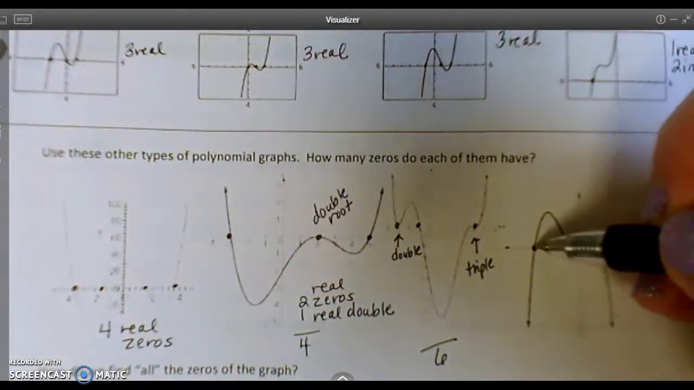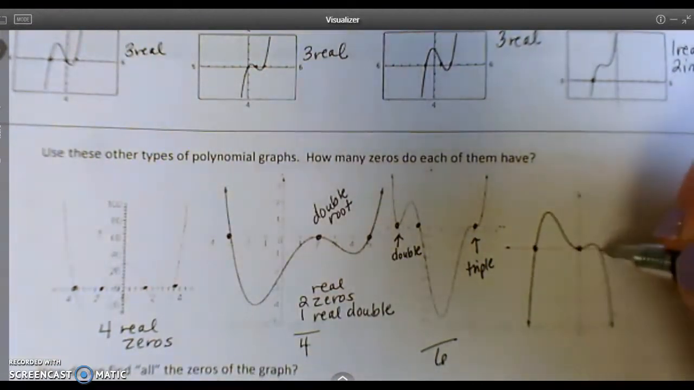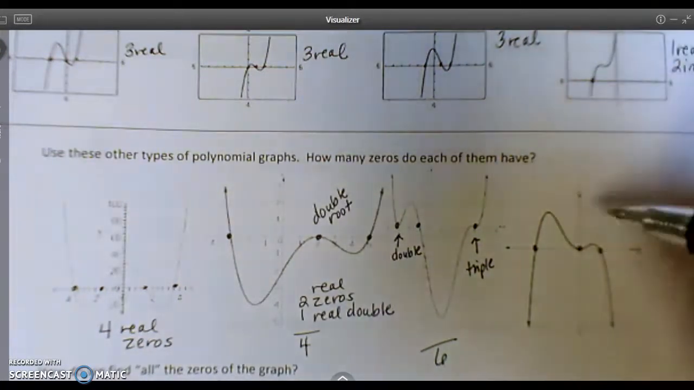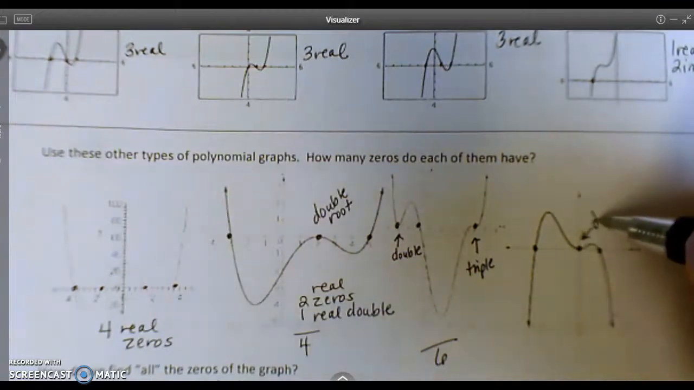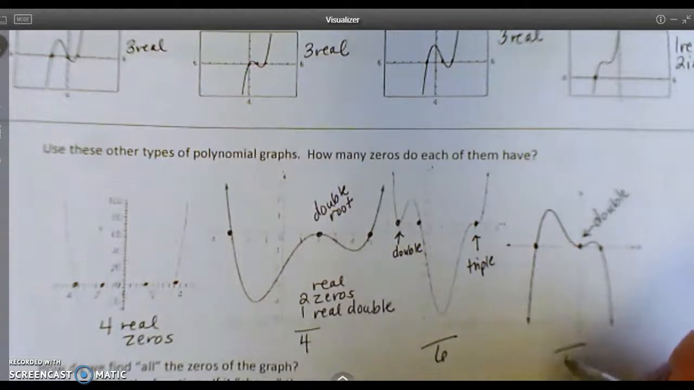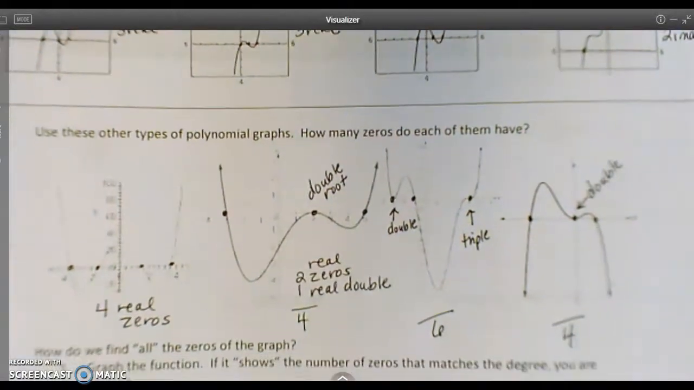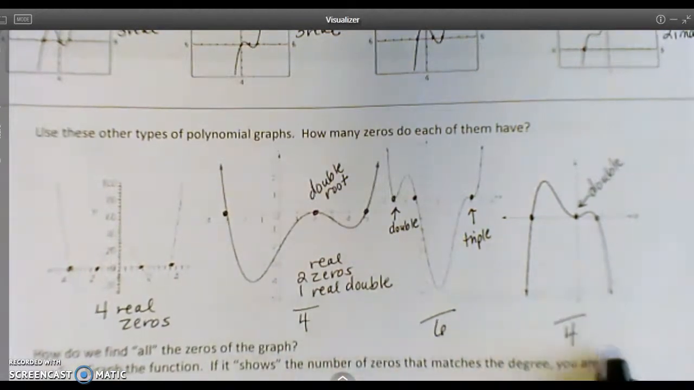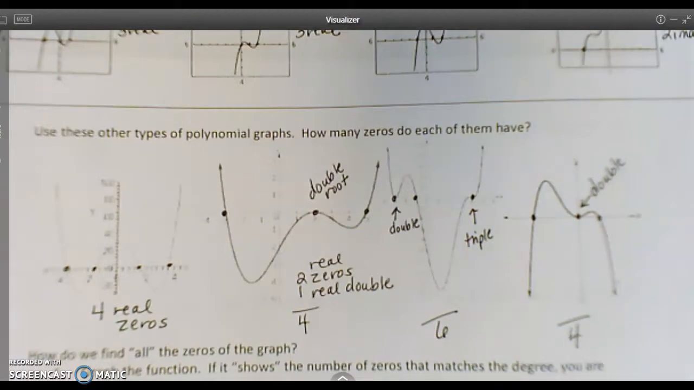Okay, and look at the last one. There's that one, and that one. So there's 2 that are just regular old real, and then there's this one here that's a double root. So what would the highest power be on this one? 4. So when you're looking at the graphs, help me figure out how many zeros there are. There weren't any imaginaries on these, but I'll show you in just a minute how you can look at them and tell some imaginary solutions.